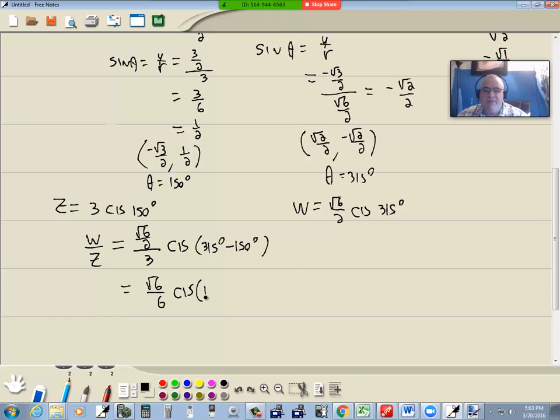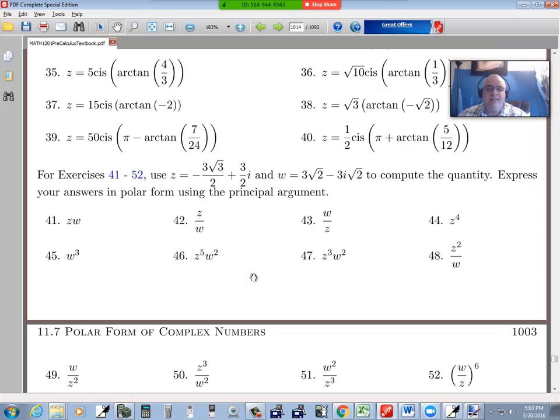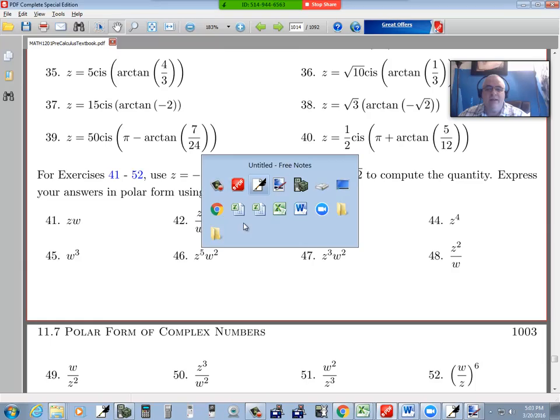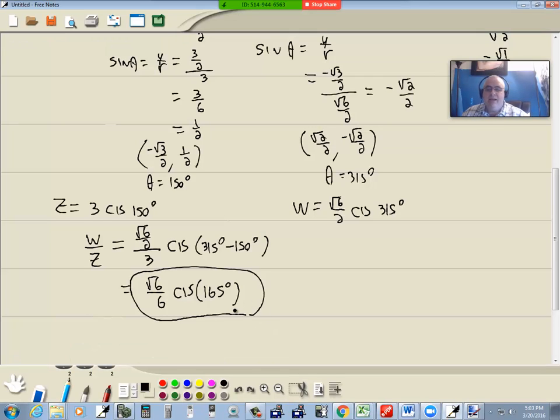was that 165 degrees? And I think they said leave it. Express your answers in polar form. Okay, so that's our polar form. Now, you would want your r still to be positive, and if possible, you want this angle between 0 and 360. But that would be our answer.